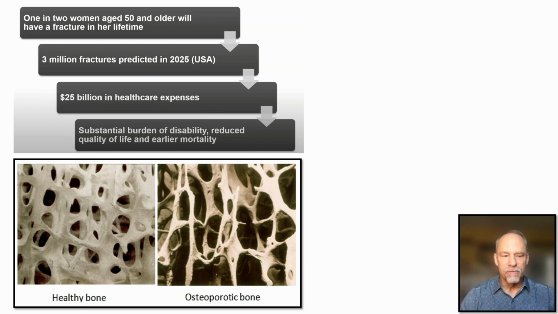The healthy bone on the left has thick and numerous strong trabeculae. On the right, the osteoporotic bone not only loses the amount of trabeculae, but the ones that are left are thinner. This bone cannot support loads nearly as well as the healthy bone on the left.